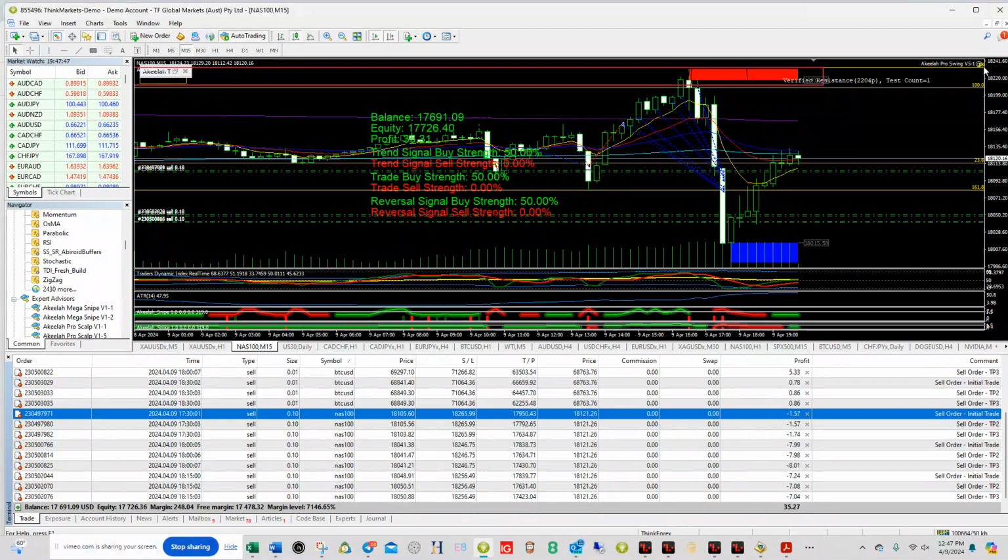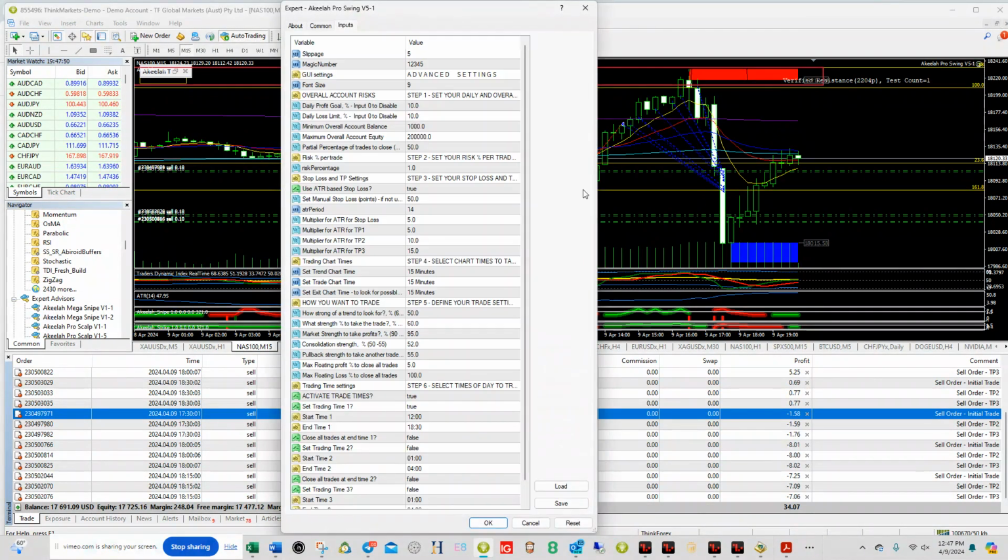So let me just use NAS 100 as an example over here. If I go to my inputs, in here I'm able to specify a daily profit goal. If I reach a daily profit goal of 10%, it automatically stops trading. If I hit a daily loss limit of 10%, it automatically stops trading. I can specify here a minimum overall account balance for the system to stop trading indefinitely. So the daily limits up here is if I lose so much per day, then it'll stop trading for that day. The next day it picks up and starts again.